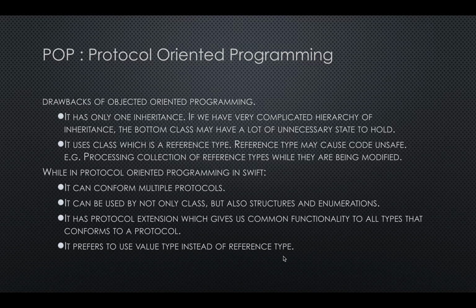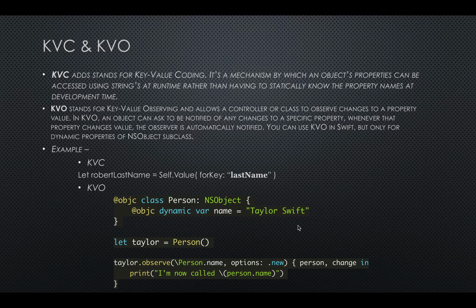So with protocol oriented programming, you can conform to multiple protocols. You can have a protocol extension for structures and enumerations, and you can write an extension to a protocol which will give you common functionality throughout multiple classes. Wherever you implement the protocol, you will get this common functionality which you write in the protocol extension. So that's protocol oriented programming and why it is very important.